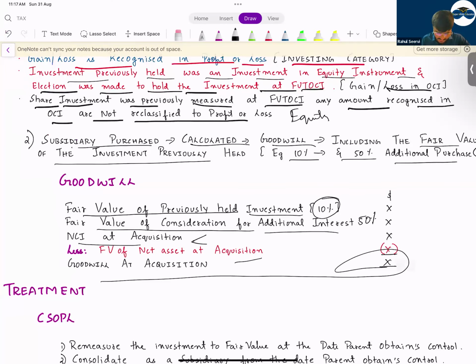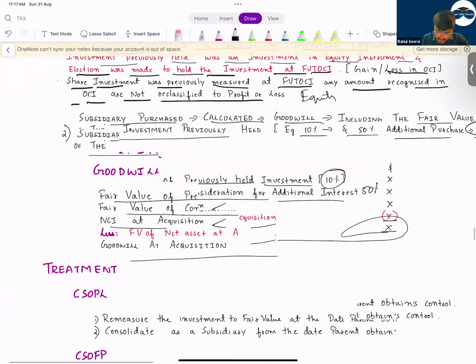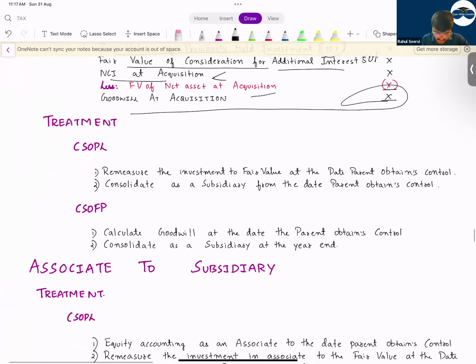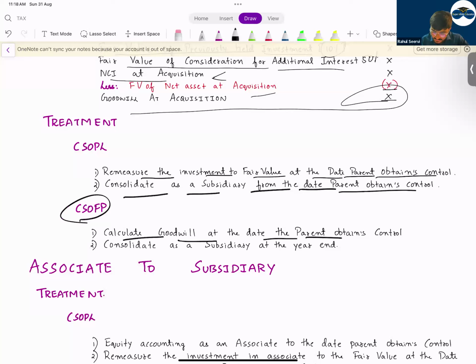Normal consolidation. So see the treatment. Remeasure the investment at fair value at the date the parent obtains control. Consolidate as a subsidiary from the date the parent obtains control. In the balance sheet, calculate goodwill at the date the parent obtains control. Consolidate as a subsidiary at the year end, and NCI also will come. If you're doing consolidation, for sure NCI will come. This was investment to subsidiary.